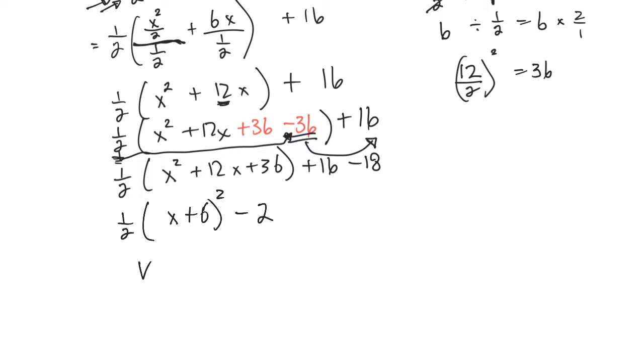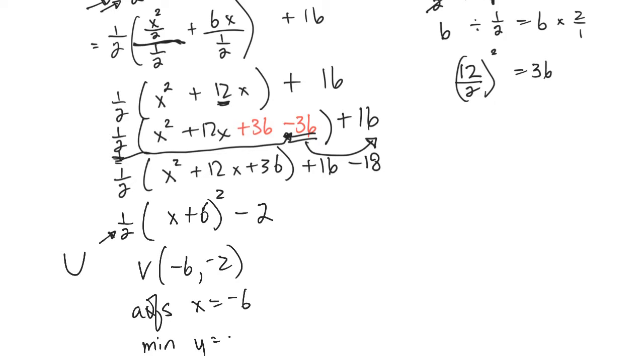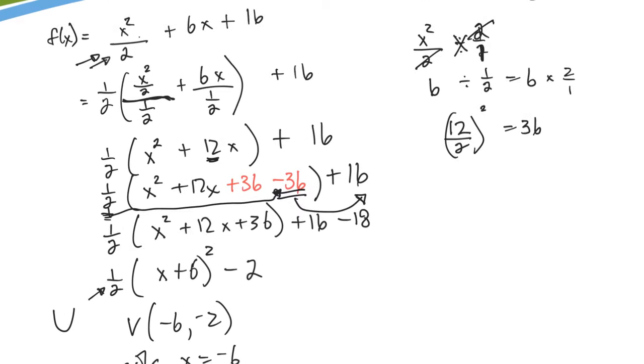So my vertex will be negative 6 and negative 2. Axis of symmetry is x equals negative 6. Since this is positive outside, it means the graph opens upward, so there will be a minimum value of y equals negative 2. And maybe they express the minimum value as a point, so I might have to say negative 6, negative 2, or just say it's negative 2, whatever they're asking. Okay, so that's one way that you can determine the axis of symmetry, vertex, and all the rest of that.